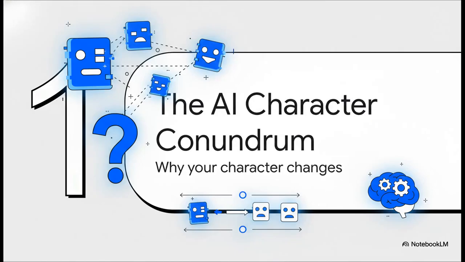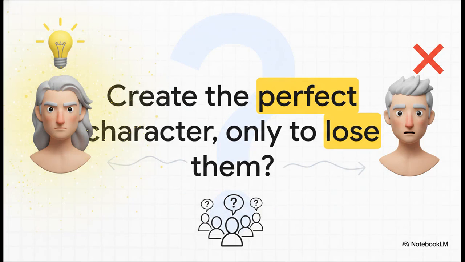Section 1, the AI character conundrum. The big question here is why? Why is it so ridiculously hard to get an AI to remember a character's face from one shot to the next? Let's break it down. I mean, it is the worst feeling. It's a total creative buzzkill. You finally get that perfect render, the one that is exactly what you had in your head. But the moment you try a new pose, a new background, poof, gone. It's a different person. And trust me, it's not just you. This is something every single AI creator struggles with.